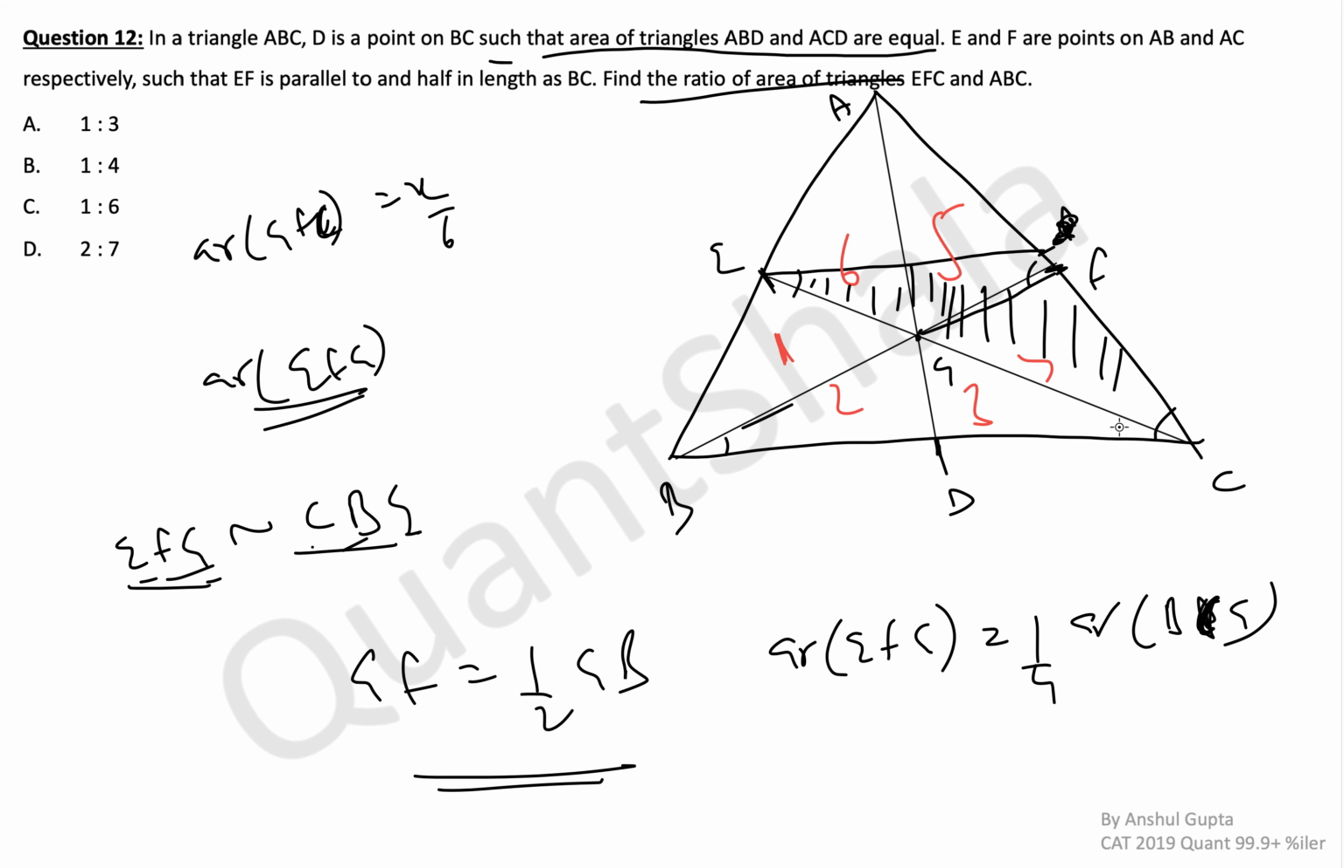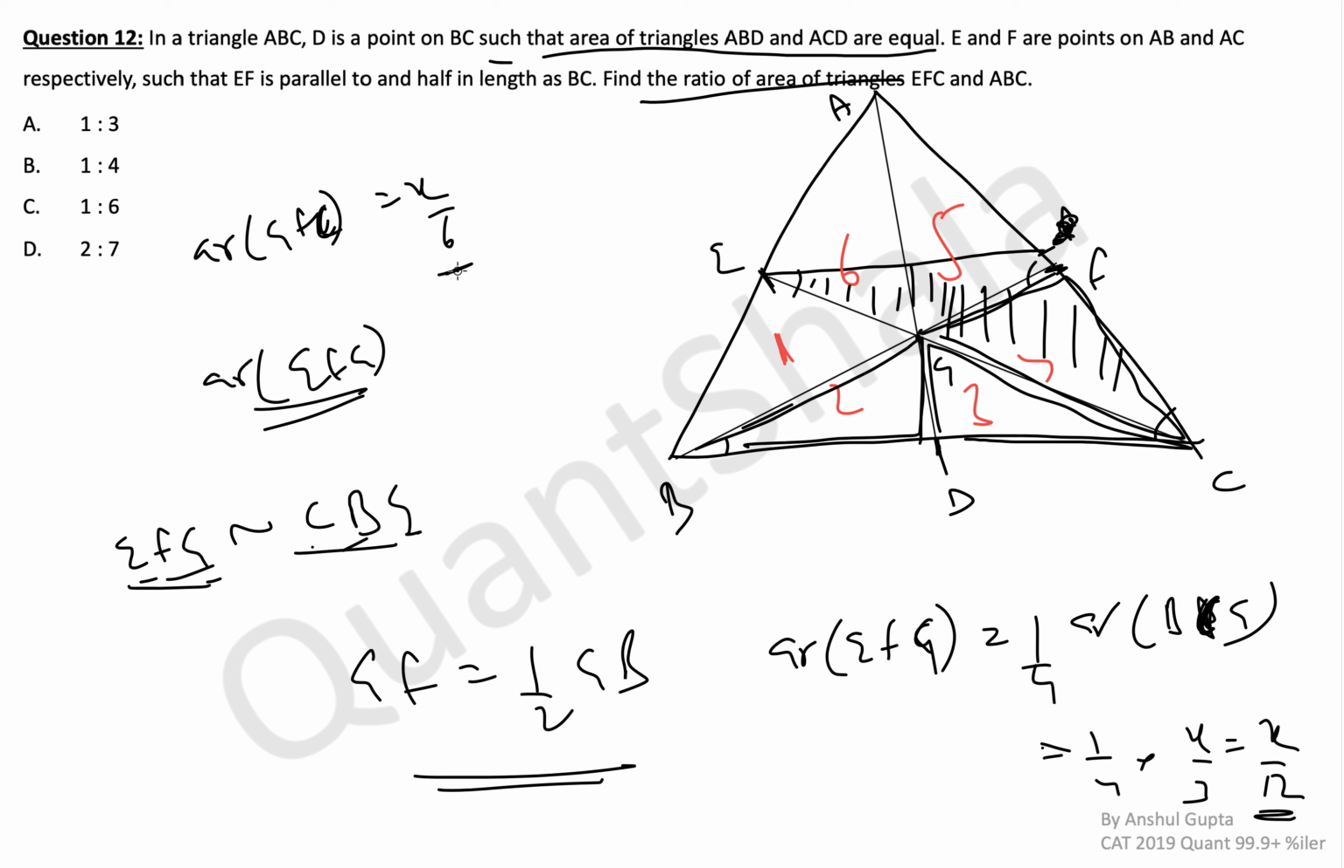What is the area of triangle BGC? It is X by 6 plus X by 6, which is X by 3, because this is X by 6, region number 2, and region number 3 is also X by 6. Adding them, you get X by 3. So EFG is 1/4 times that. So the area of EFG becomes 1/4 into X by 3, which is X by 12. Let me come to the next page now. What we have established till now is this is X by 6, and this is X by 12.